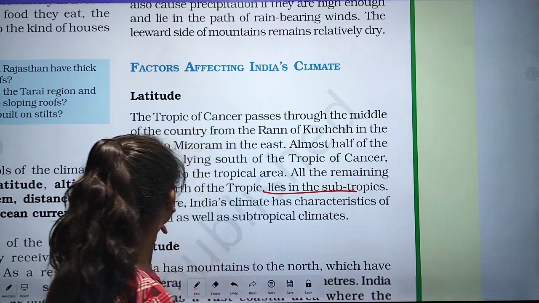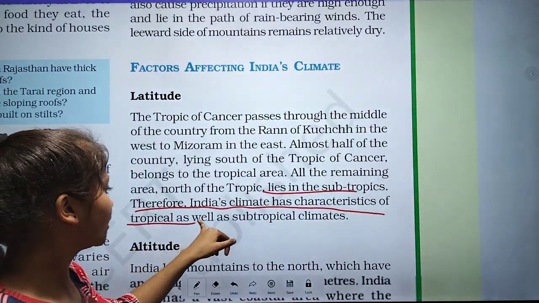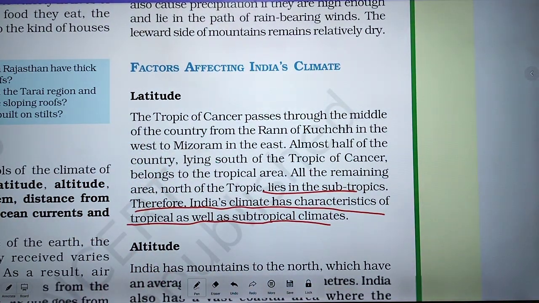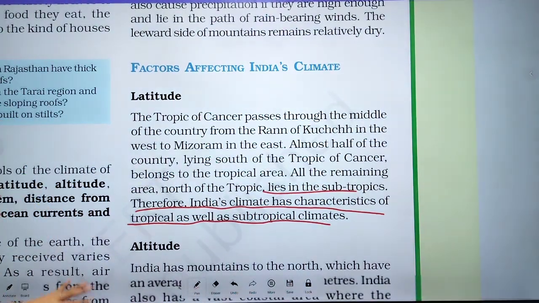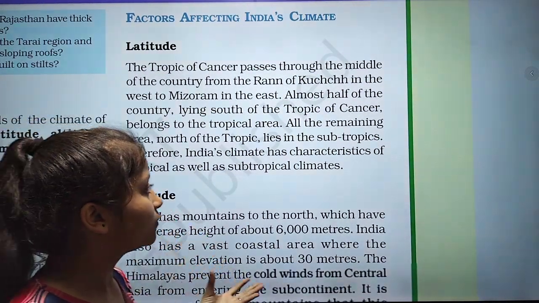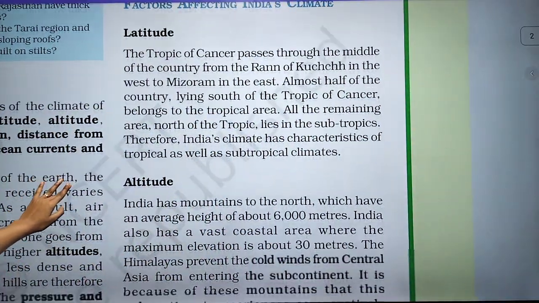So therefore India's climate has characteristics of tropical as well as subtropical climates. It means India has two types of climatic conditions: the first one is tropical and the second one is subtropical. South of the Tropic of Cancer is tropical and north is called subtropical.